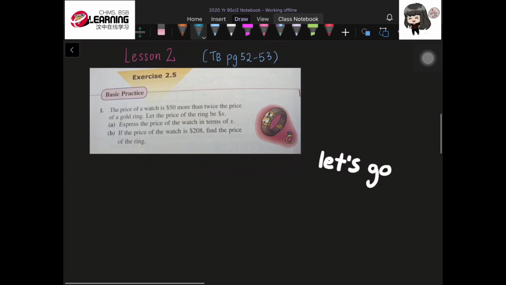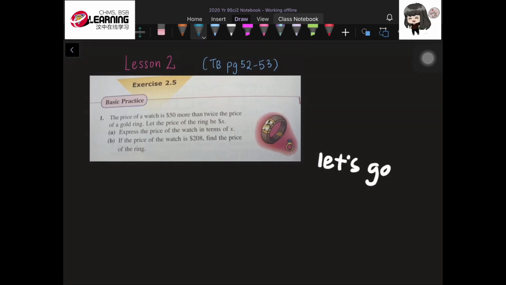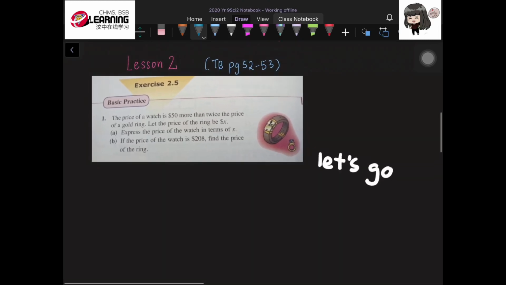Okay, so page 52 to 53, question number 1. I start off with question number 1. I hope you guys already copied the question and tried it out. If you haven't tried it out, you can pause this video and try it yourself. Or if you don't understand this question, I will discuss it with you now together.